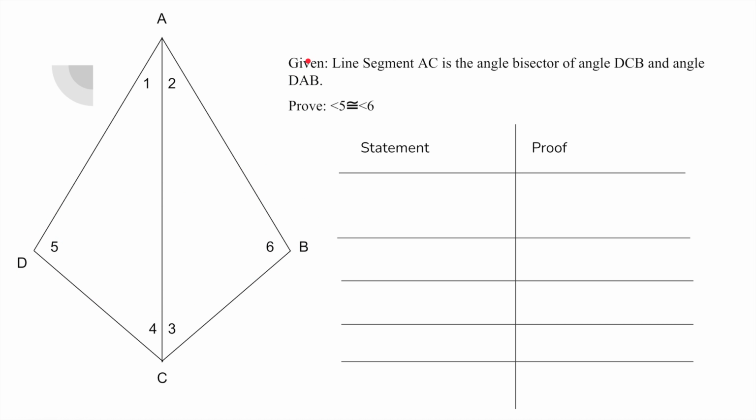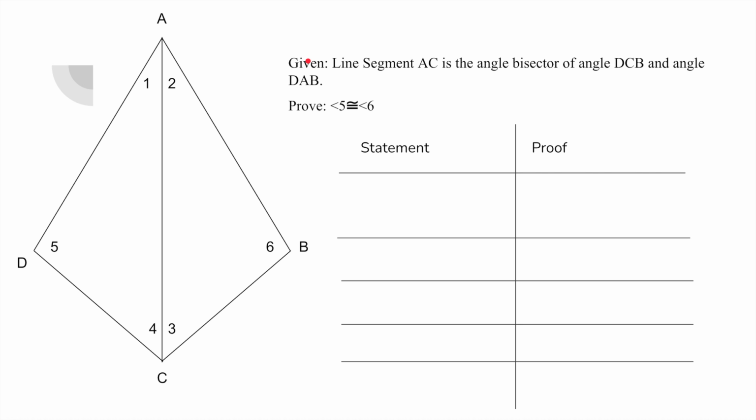Let's try to fill out a 2-column proof with this. For this diagram, we're given that line segment AC is the angle bisector of angle DCB and angle DAB, and we have to prove, like I said earlier, that angle 5 is congruent to angle 6. Our first statement would be, obviously, the given.